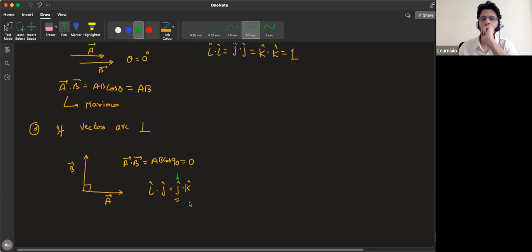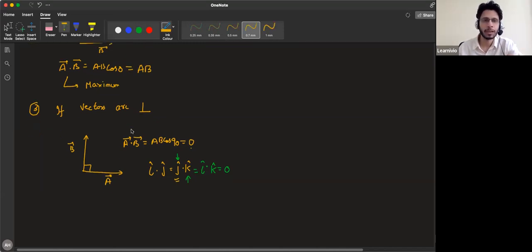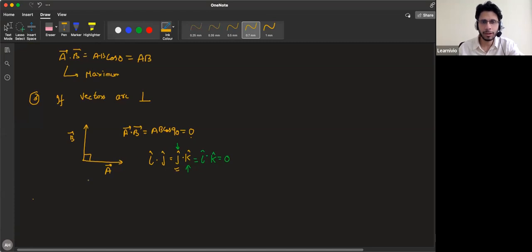Along y-axis. And what about K cap? z-axis. So what's the angle between them? 90 degree, right? So if you have 90 degree, then the dot product will be 0. Similarly, if I write I cap dot K cap, the angle between them is 90 degrees, so the dot product is 0. So if you have two vectors which are perpendicular to each other, then their dot product is always 0. Fourth one. You can get some questions from this property also. You have a vector A, which is I cap plus 2j cap. No, we'll discuss it later.